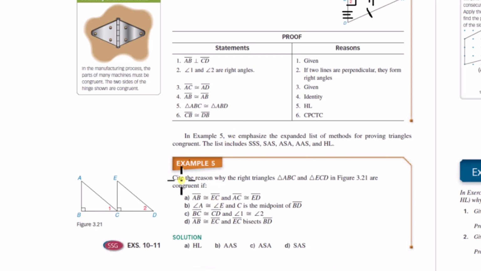What if BC is congruent to CD and angle 1 is congruent to angle 2? Well, that's angle side angle. Now what if AB is congruent to EC and EC bisects BD?